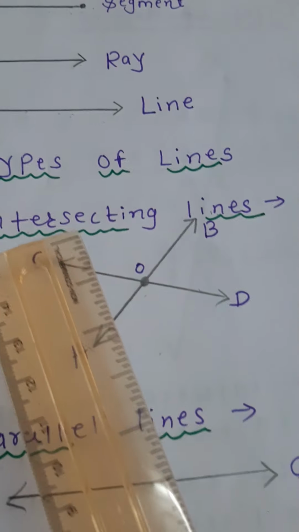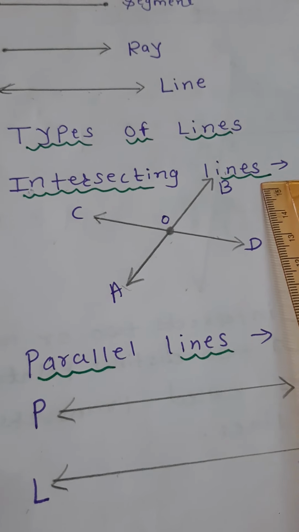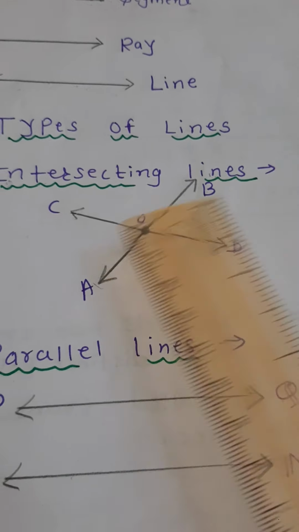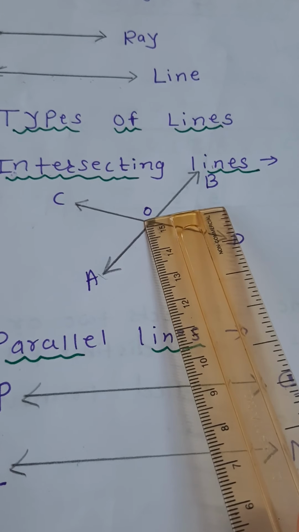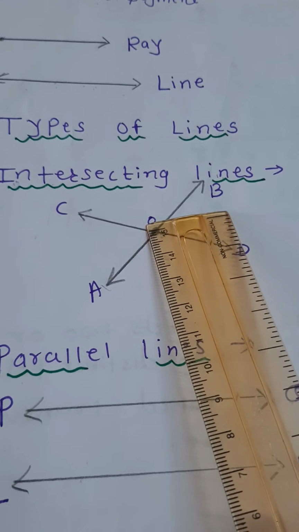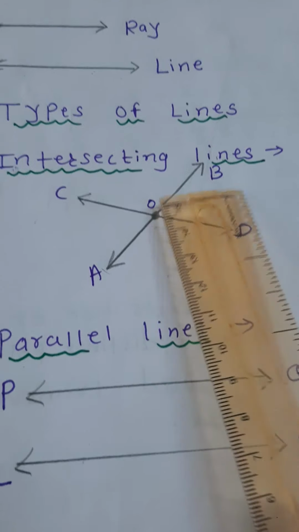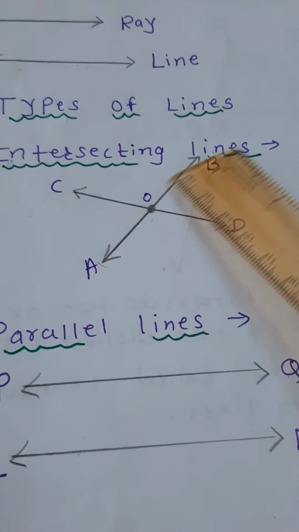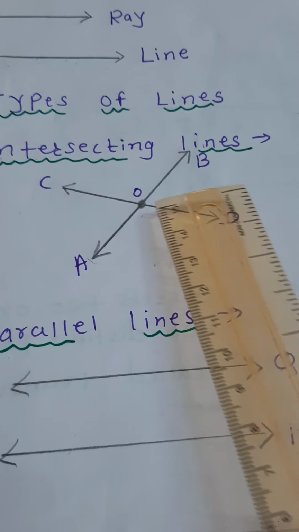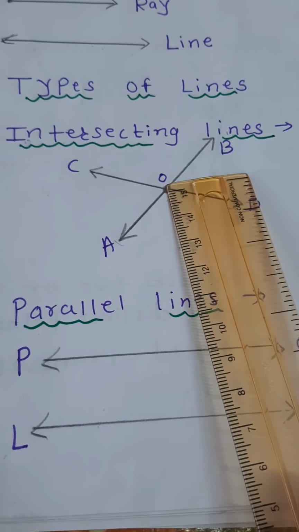Then we see types of lines. First, intersecting lines. When two lines intersect each other at a single point, they are called intersecting lines. So here I have shown line AB and line CD. These two lines intersect each other at point O. So they are intersecting lines.